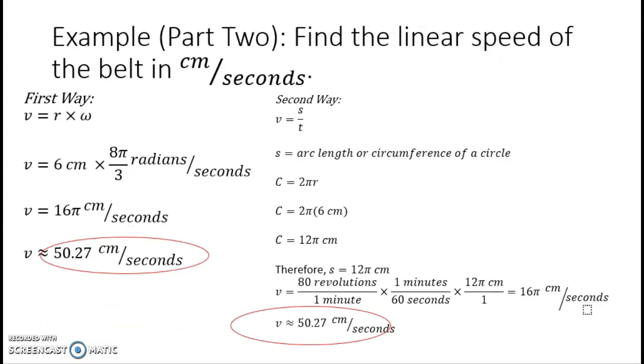Okay, part 2, find the linear speed of the belt in centimeters per second. We just found angular speed, so we can use linear speed is equal to radius times angular speed. So we found the angular speed to be 8 pi over 3. All we have to do is multiply times the radius, which is 6, to give us 50.27. That's a short way, or we could use this long way here.